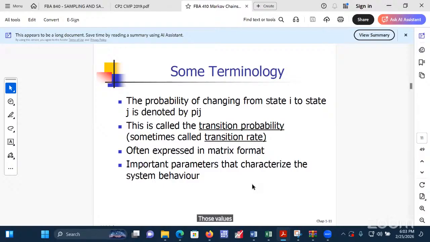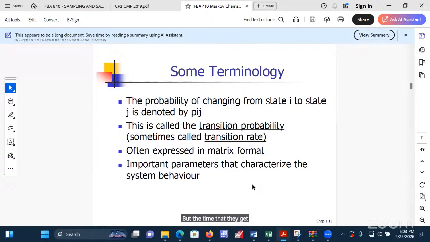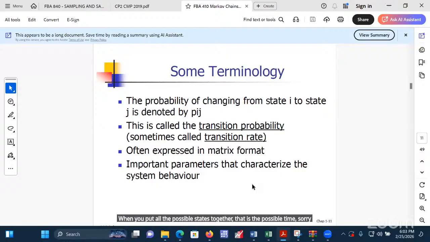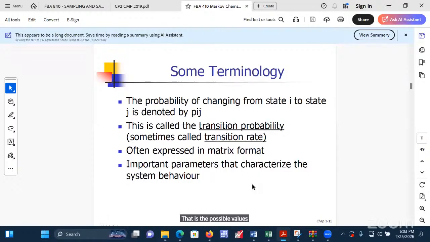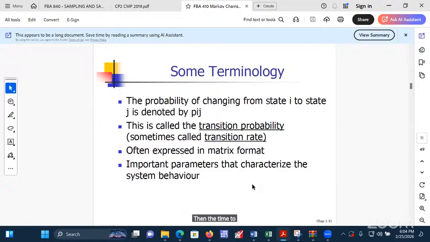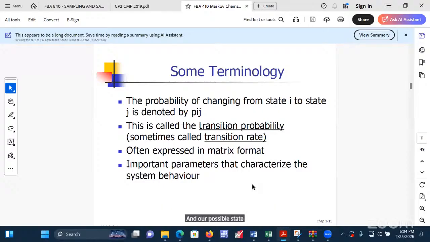Those values, those realizations, those positions, they are known as the state of the process, the state. But the time that they get there, the time can be discrete and the time can be continuous. When you put all the possible states together, that is the possible values, the possible realizations, in a set, remember you were told in your SS1 that a set is a collection of well-defined objects. So when you put them together in a set, you have what we call the state space. That is the possible values, the possible observations, the possible realizations that our process can take. Then the time too, when you put them together in a set, we have what we call the time set. Now, the combination of our possible time and our possible state will determine the type of stochastic process that you are dealing with.